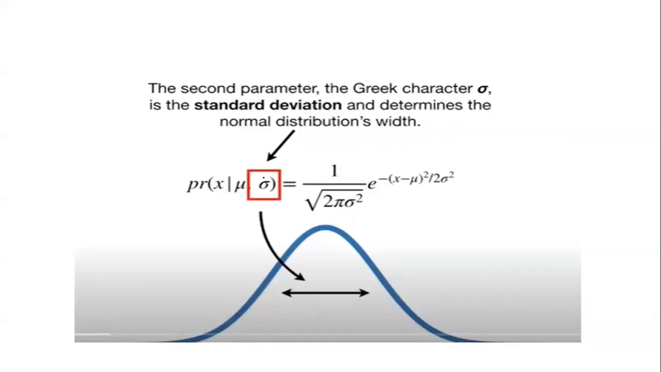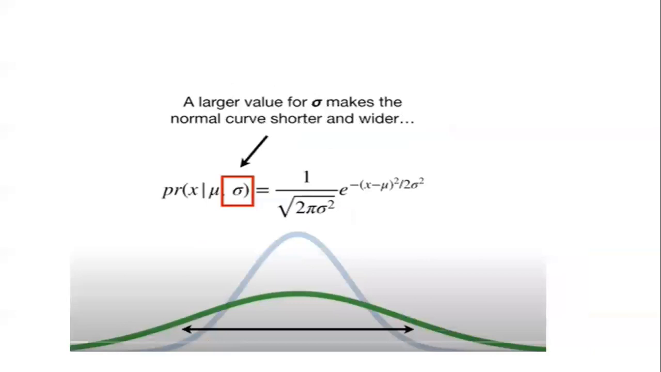Similarly, the Greek character sigma represents the width of the curve. So mu represents the mean of the curve, whereas sigma represents the width of the curve. Basically it represents the standard deviation. If you provide a larger value of sigma, the curve becomes shorter and wider. If you provide a very high value for sigma, the curve will become something like this. It becomes shorter, but at the same time it becomes wider.